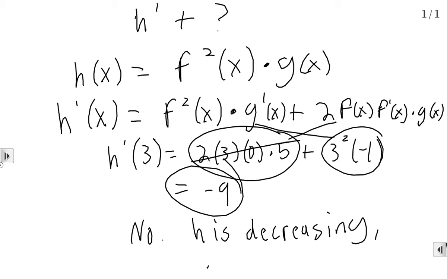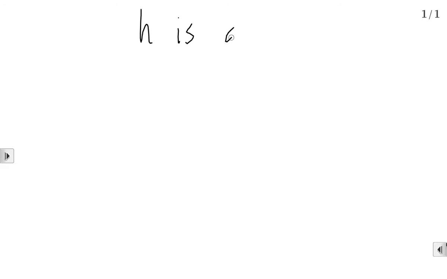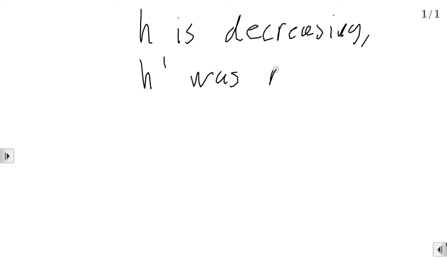All right, pause for an announcement. Sorry, did I say increasing? H is decreasing on that last one because it was negative 9. H prime was negative. Shout outs to Meredith who corrected me. All right.